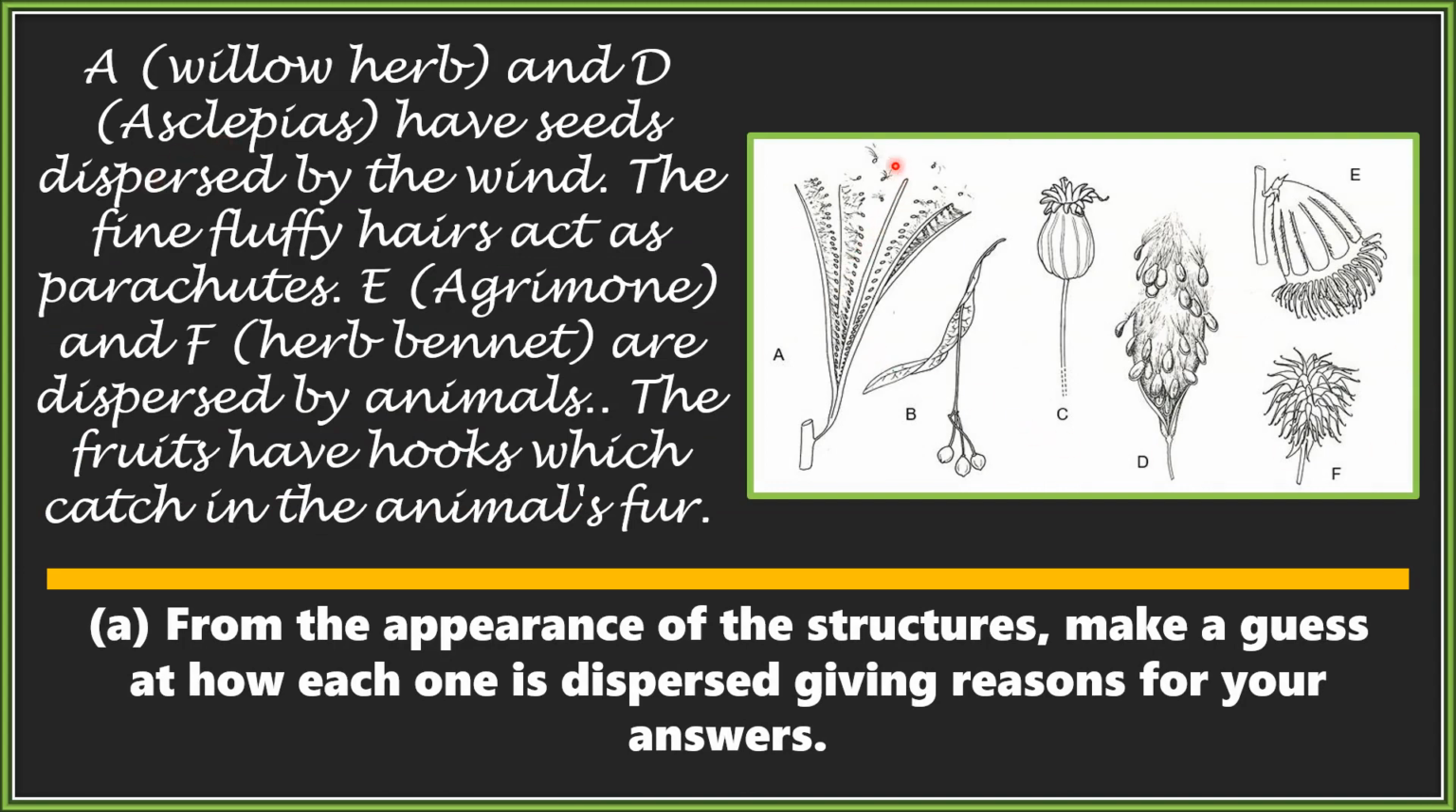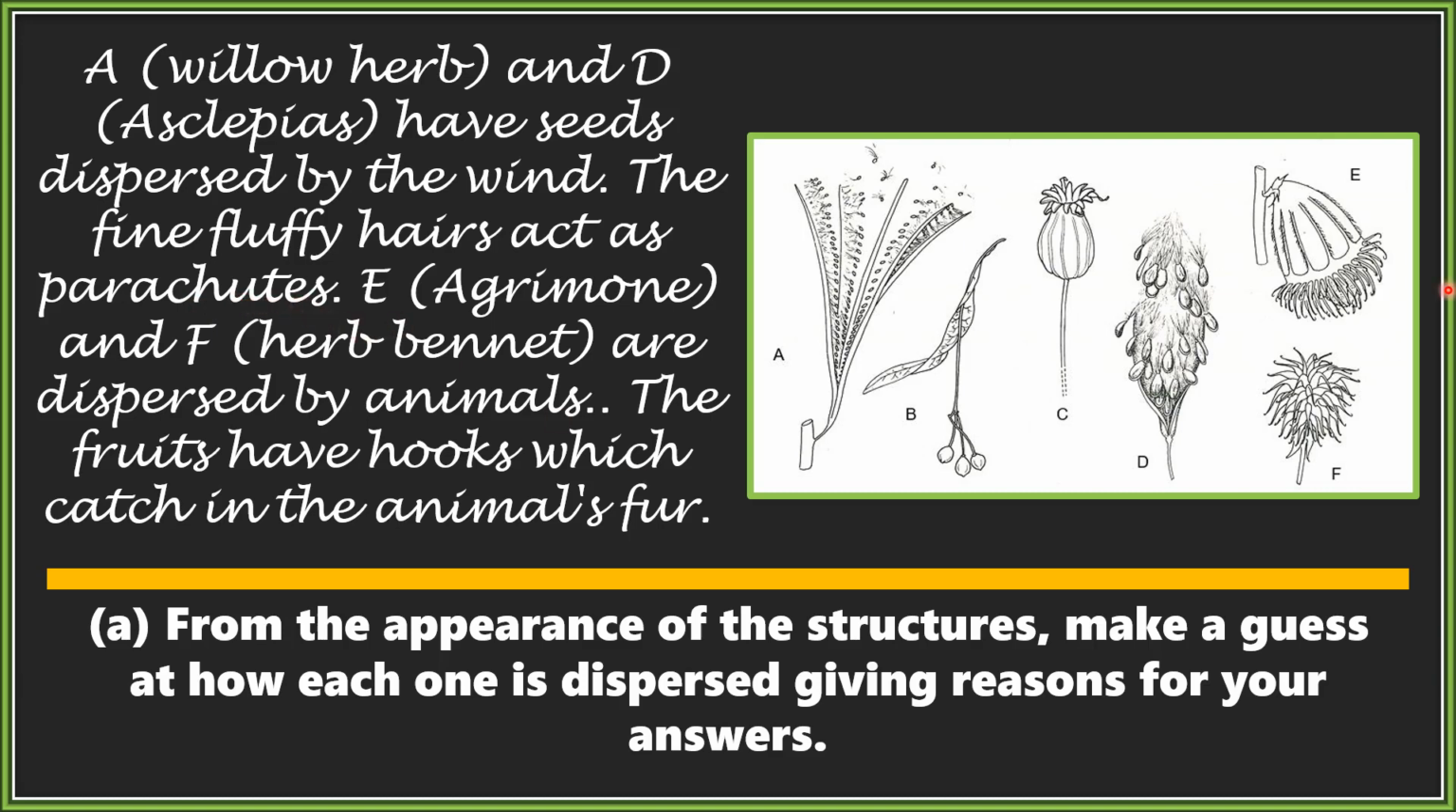A, which is this one, it's a willow herb, and D, which is this one, Asclepias, have seeds dispersed by wind. The fine fluffy hair acts as a parachute.